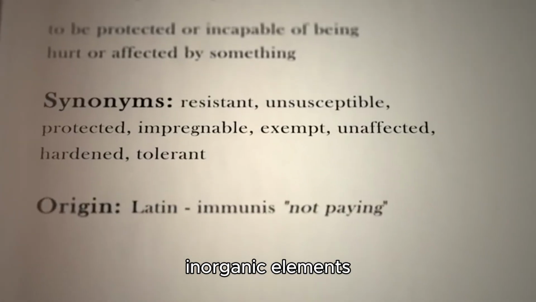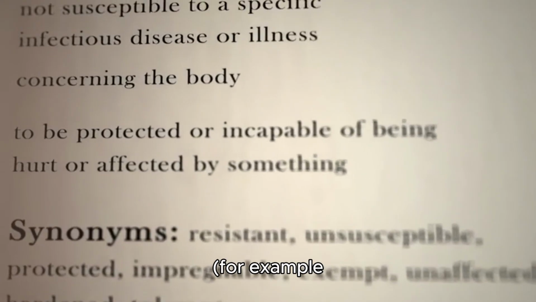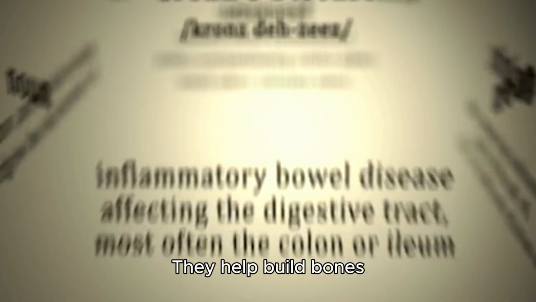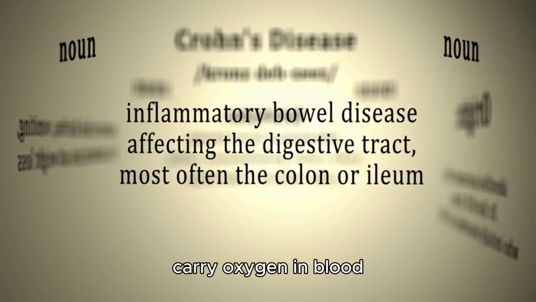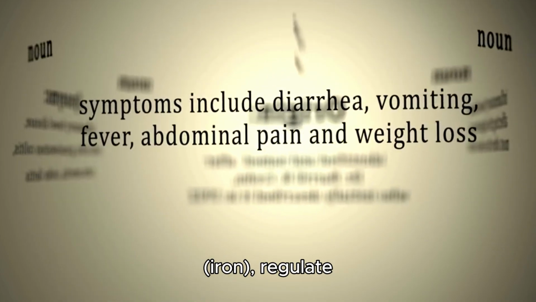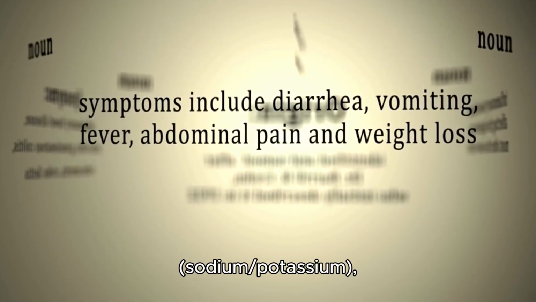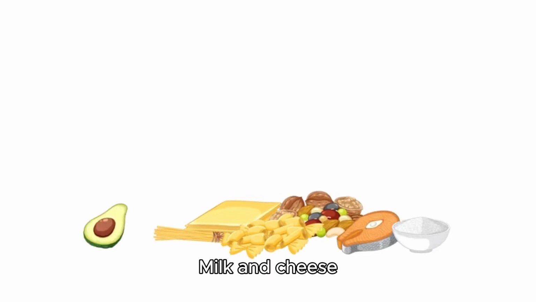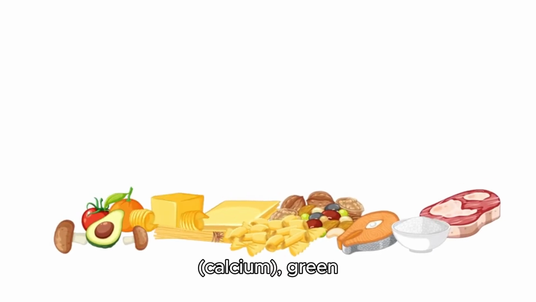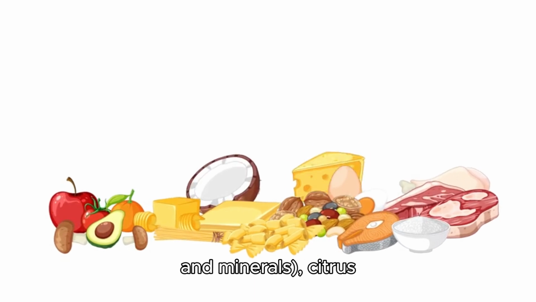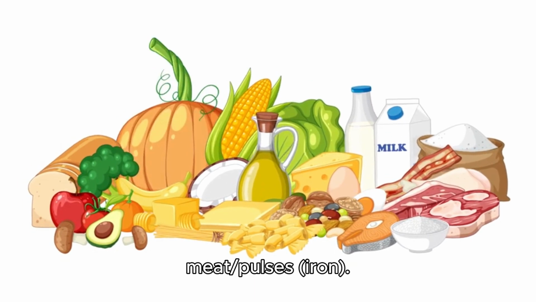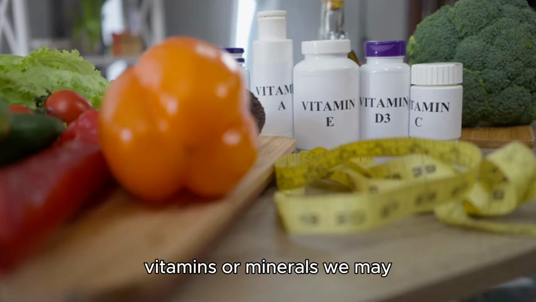Minerals are inorganic elements, for example calcium, iron, potassium, magnesium. They help build bones and teeth: calcium. Carry oxygen in blood: iron. Regulate fluid: sodium, potassium, and many other jobs. Examples of sources: milk and cheese, calcium. Green vegetables, vitamins and minerals. Citrus fruits, vitamin C. Meat, pulses, iron. If we don't get enough vitamins or minerals, we may face deficiency diseases.